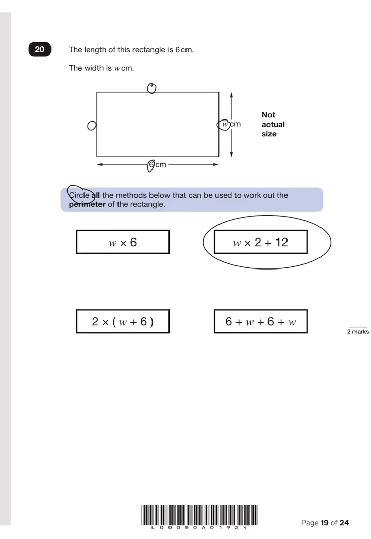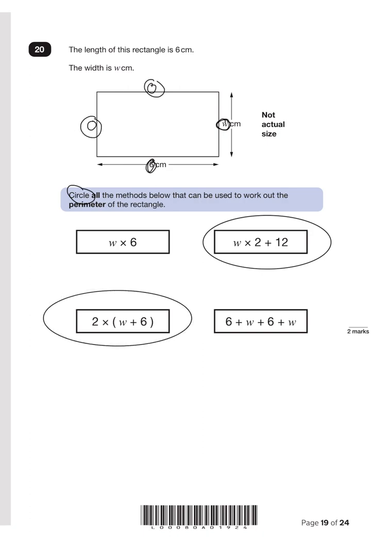The third one, 2 times W plus 6. If I do W plus 6, I get 2 of the sides. And then if I double that, multiply it by 2, I would get these 2 sides as well. So this one is correct.